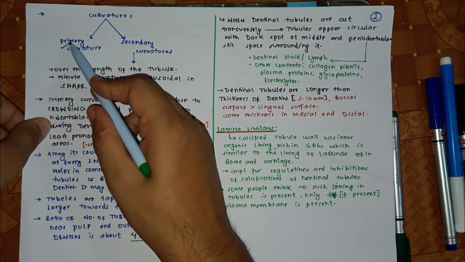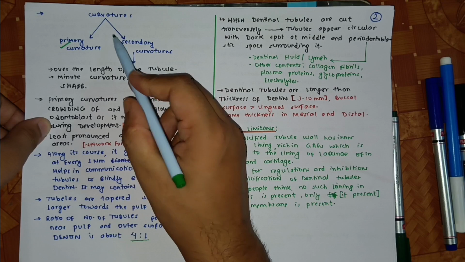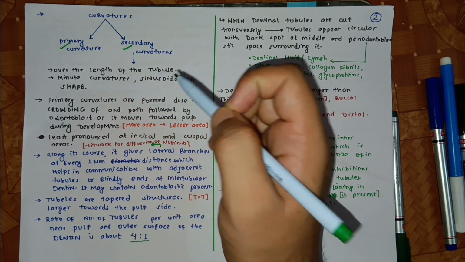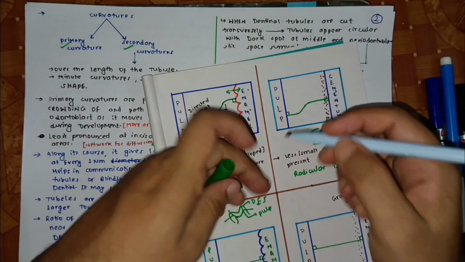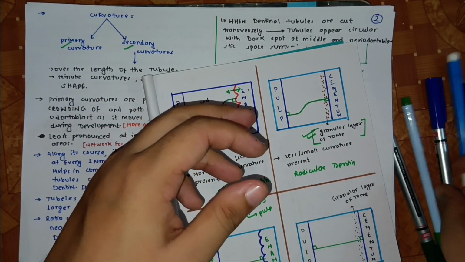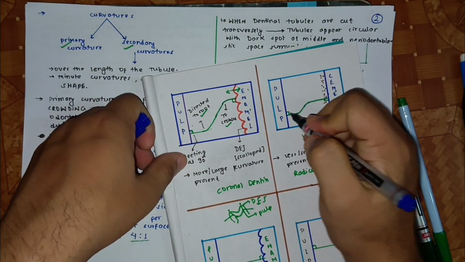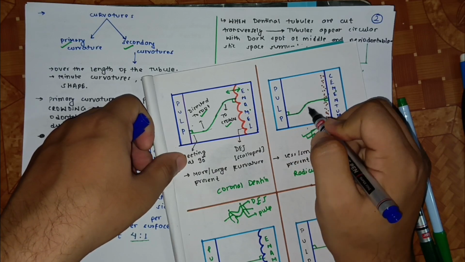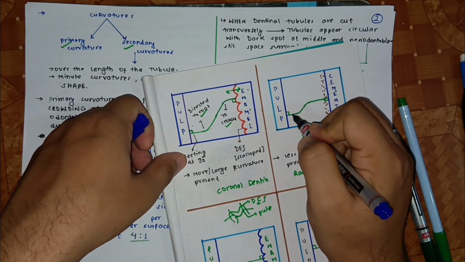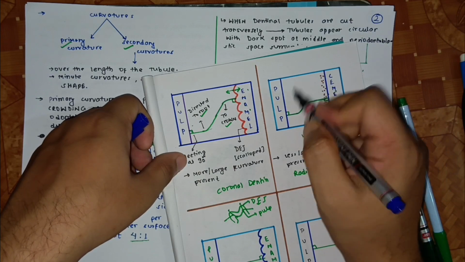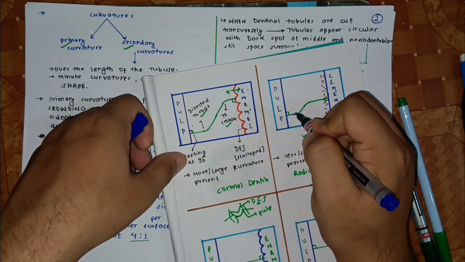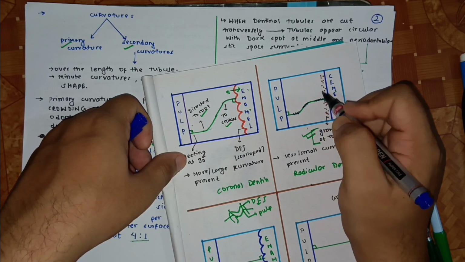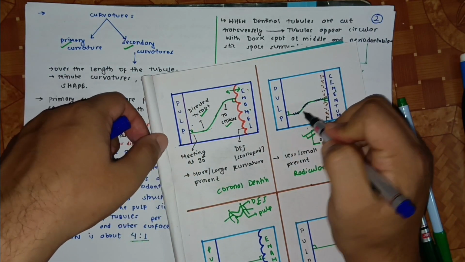So the curvature, we have primary curvature as I have discussed in that picture. Similarly, secondary curvatures are the small curvatures. I will show you with the blue pen. When the dentinal tubules move from the pulpal side towards the cementum side, during its path along its length, there is a small curvature present along the dentinal tubules.